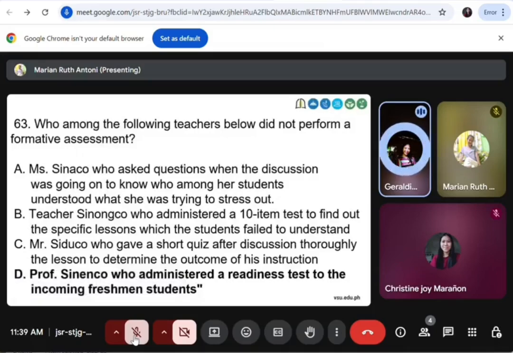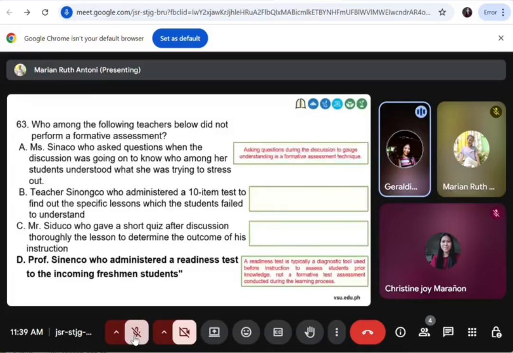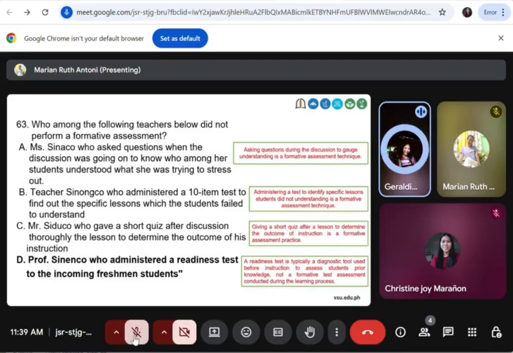Professor Sinosco, who administered a readiness test to the incoming freshman students. Why is letter D the correct answer? It's because a readiness test is typically a diagnostic tool used before instruction to assess students' prior knowledge, not a formative assessment conducted during the learning process. So why are A, B, and C not the correct answer? It's because letter A, asking questions during the discussion to guide understanding, is a formative assessment technique.